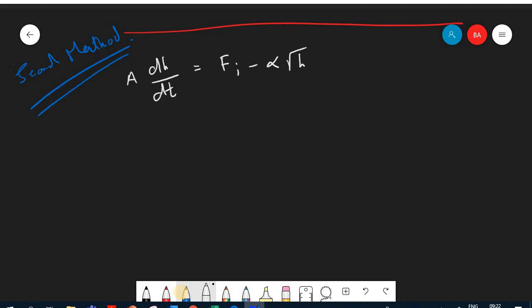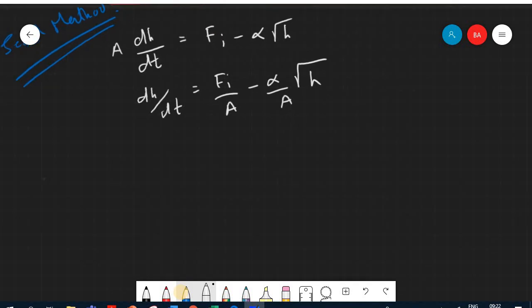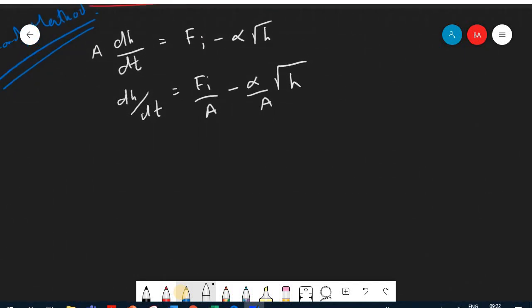Okay, so this is what you're going to do. We have dh by dt is equal to fi divided by area minus alpha over area into square root of h. So that is our equation. It's the same equation here. And now we are going to apply the idea of doing the partial differential terms, in which we put it directly in a deviation format.